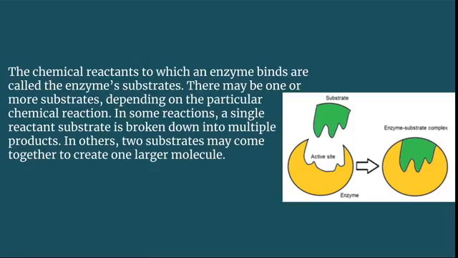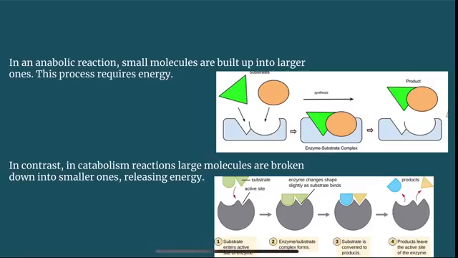For example, in this picture, you can see that the substrate would be the green figure, and it does bind with the enzyme, and of course, their shapes fit into each other in the active site, and they form the enzyme substrate complex. For example, in an anabolic reaction, small molecules are built up into larger ones, and this process does require energy. As you can see in the picture, you start off with the triangle and the circle, and they bind with the enzyme. That enzyme binds them together, and you end up with a larger product.